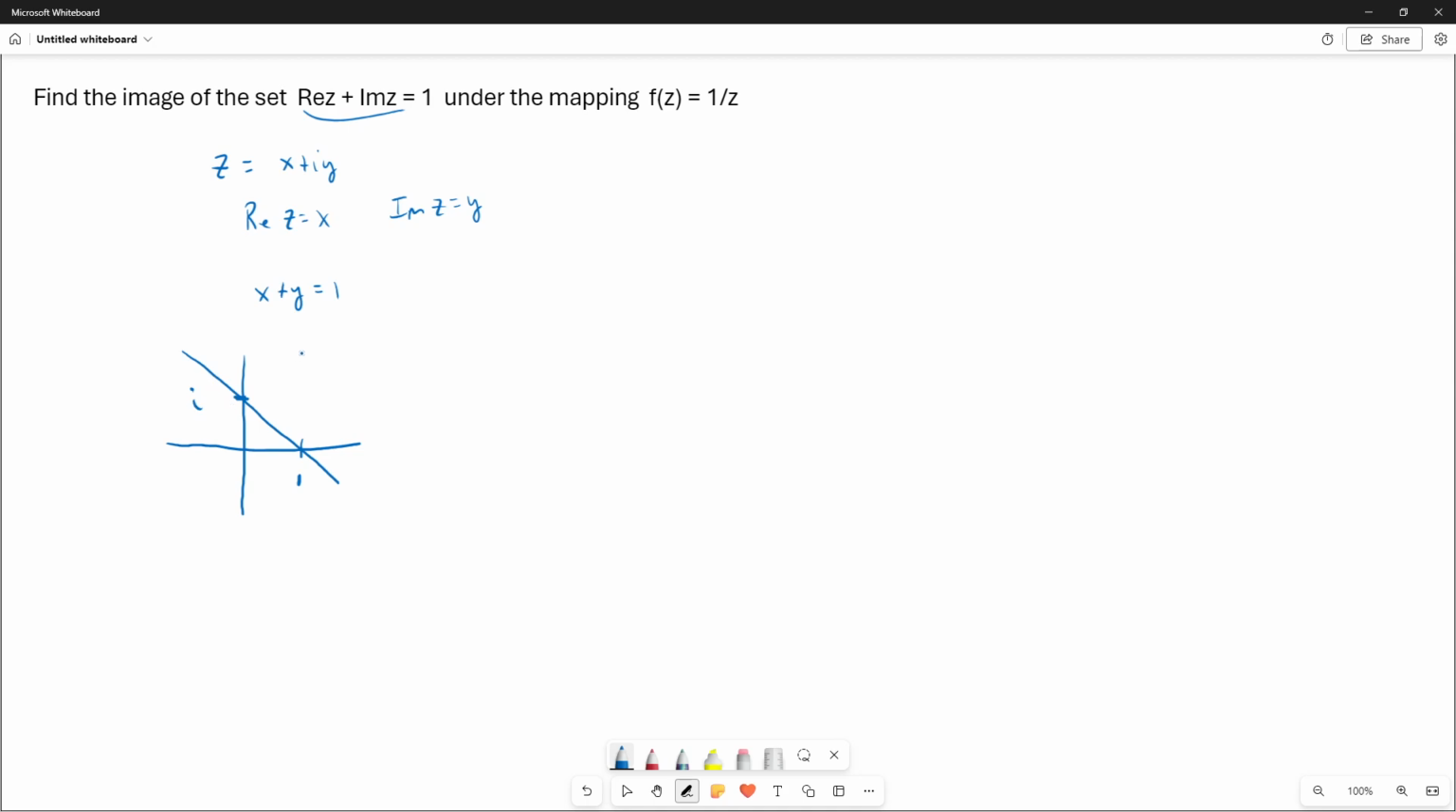So those are the points that have x plus y equal to 1. y is equal to 1 minus x, so the slope is -1 and the y-intercept is 1.